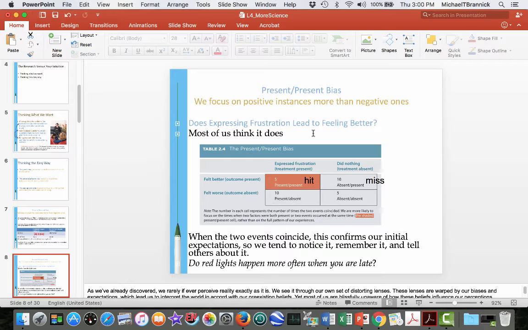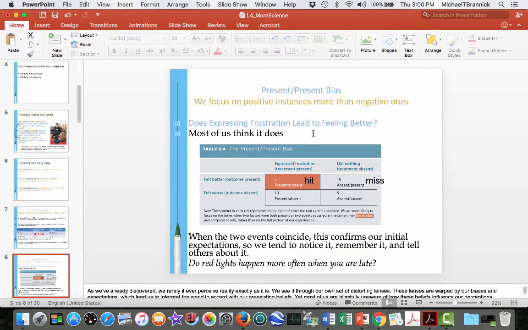Another example: does expressing frustration lead to feeling better? It's relatively easy to remember times where you were frustrated, it made you angry, you did something, and it made you feel better. That's called a hit. If you expressed your frustration and then felt better. If you did nothing and then felt better, well, that would be a miss. And if you expressed your frustration and felt worse, well, oops, that's backward. And if you did nothing and felt worse, well, that's the last piece of information you need.